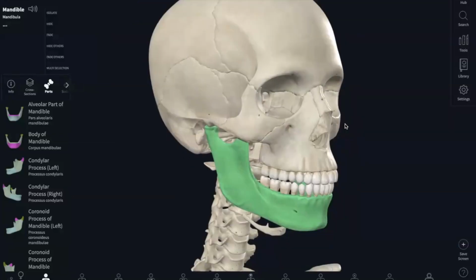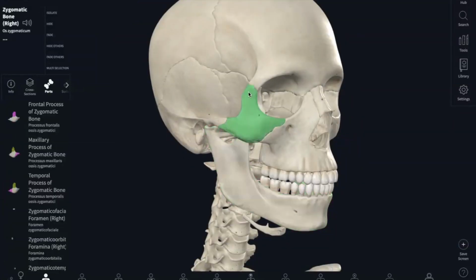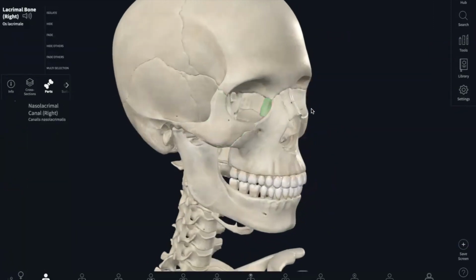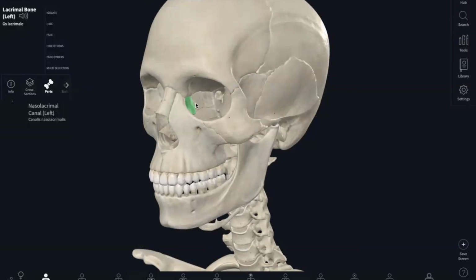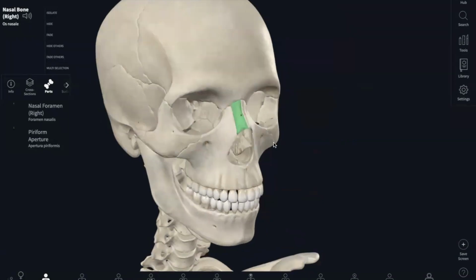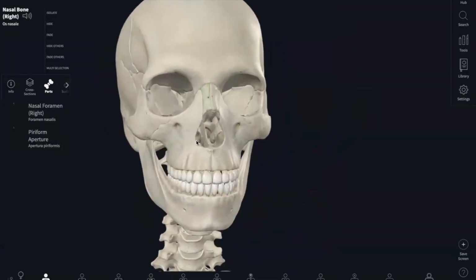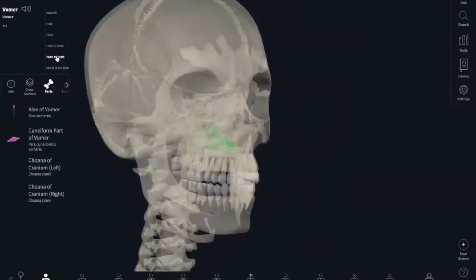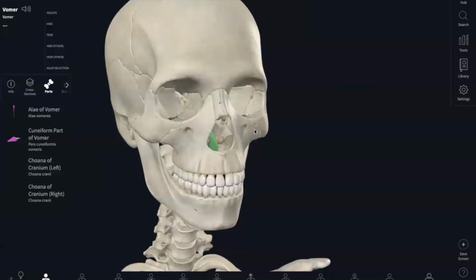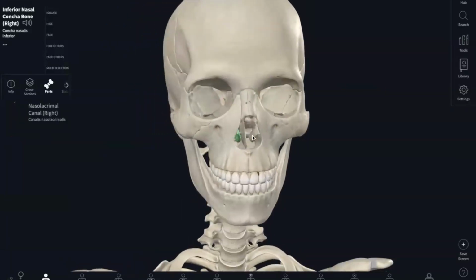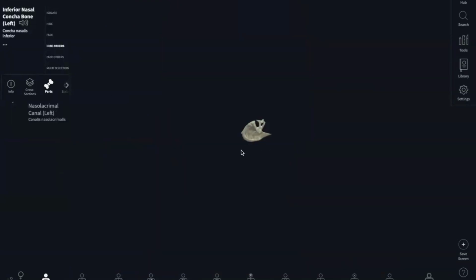So next are the zygomatics, like we discussed. It's kind of this cheekbone area. Next are the lacrimals, which are right behind your nasal bones. Speaking of nasal bones, they are right where you'd expect them to be. Next is the vomer, which is this middle plate right here. This is how it looks by itself. Next, the inferior nasal concha, which are right beside the vomer. There's a left and a right. This is one of them. This is the left side by itself.